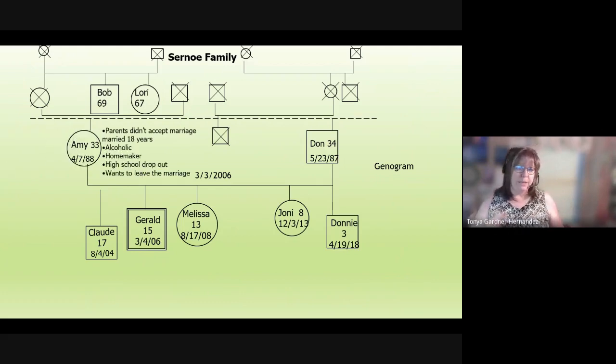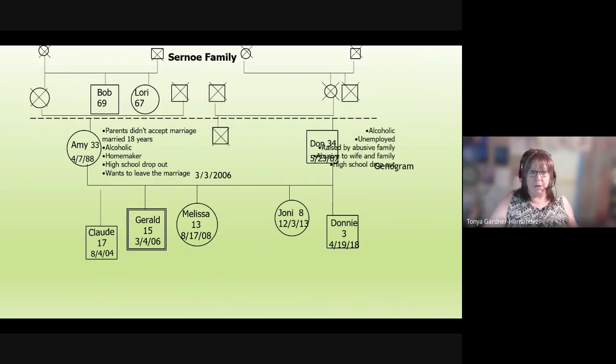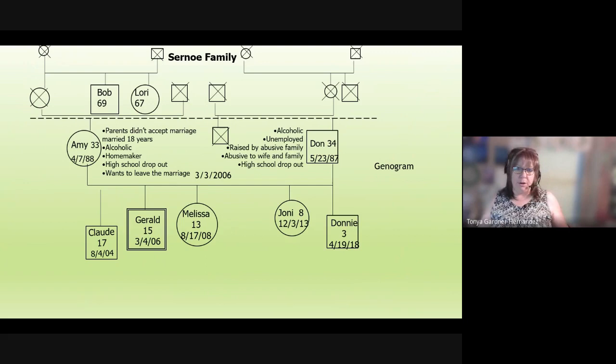So in this case, we need to know that Amy is now 33. When she was married at the age of 18, her parents did not approve at all of her marriage to Don. She has identified herself as an alcoholic. She's been a homemaker. She really hasn't worked all of these years. She's got 5 children, so she's working in the home. She just hasn't worked outside of the home. She did drop out of high school when she became pregnant with Claude, so she didn't graduate. She dropped out the last part of her senior year, and she very much would like to leave her marriage right now to Don. Now, if we get information about Don, Don is also an alcoholic.